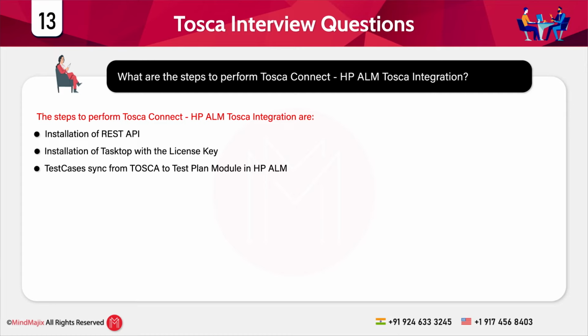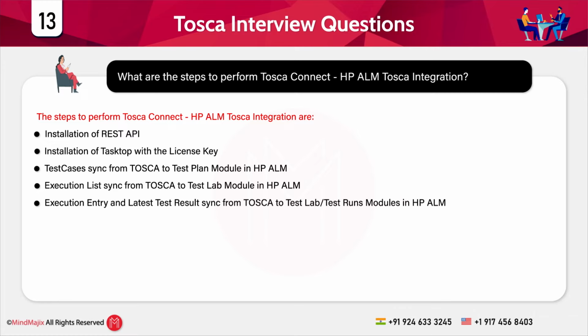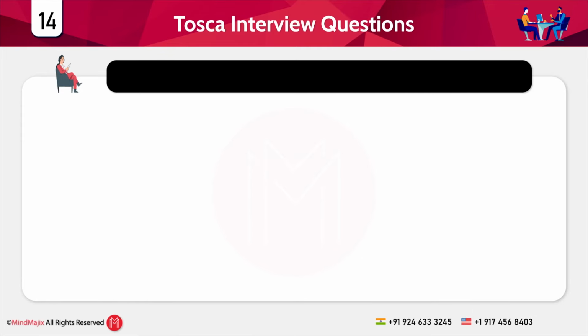After that, you have to do the execution list synchronization from Tosca to the test lab module in the HP ALM. And the last step is execution entry and latest test result sync from Tosca to the test lab or test runs modules in the HP ALM. So these are the steps that you must follow for the integration of Tosca Connect and HP ALM. This was another scenario-based question, and a very important question as far as the interview is concerned. So let's move ahead.